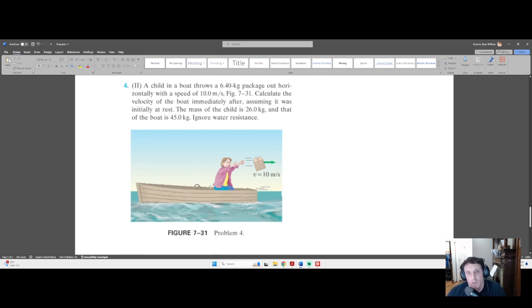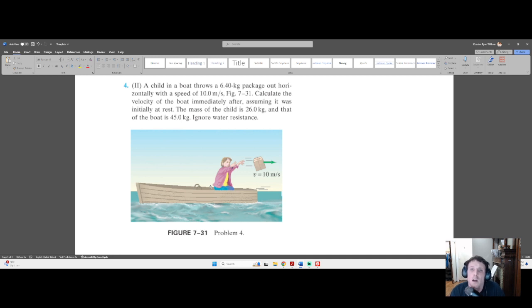So a child in the boat throws a 6.4 kilogram package out horizontally with a speed of 10 meters per second. Calculate the velocity of the boat immediately after, assuming it was initially at rest. The mass of the child is 26 kilograms and that of the boat is 45 kilograms. Ignore water resistance, whatever that is.